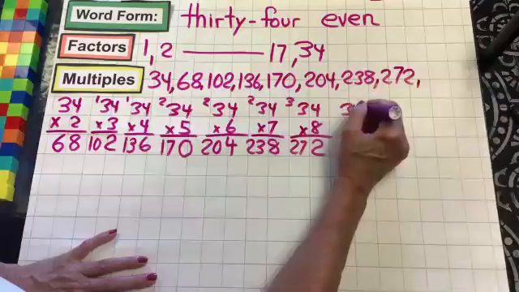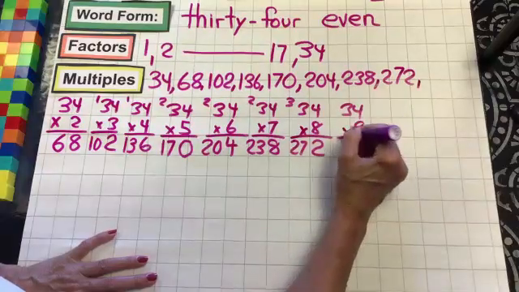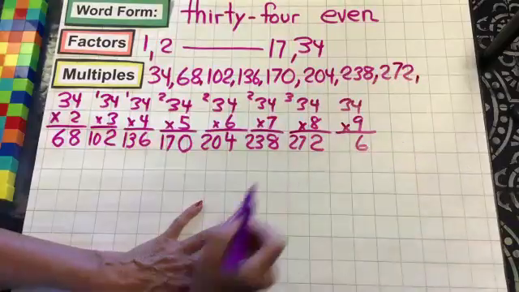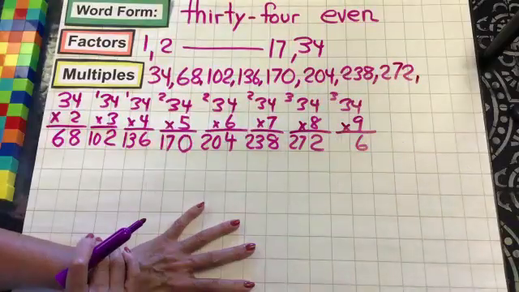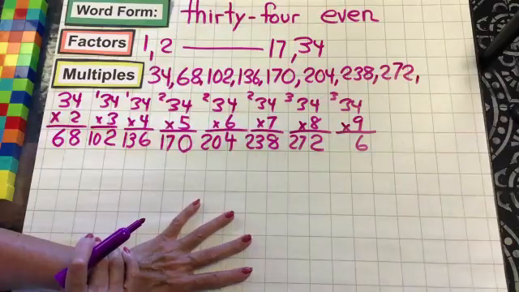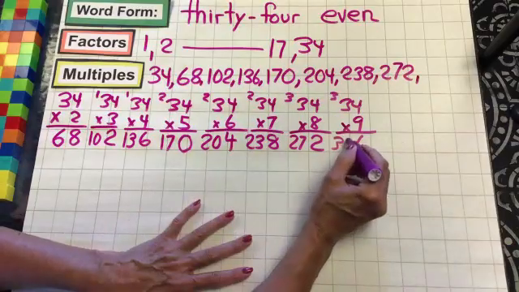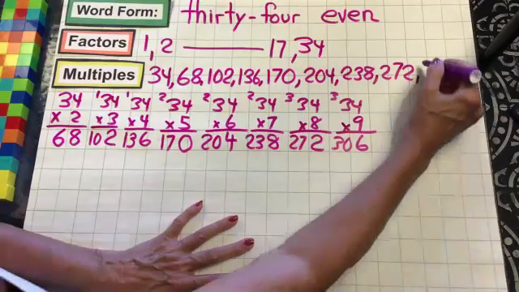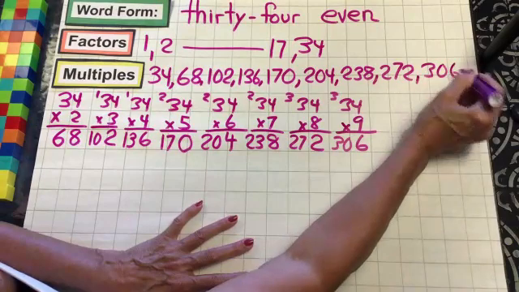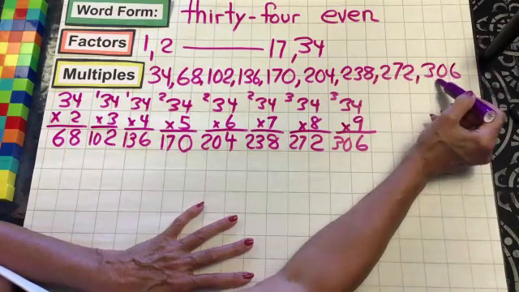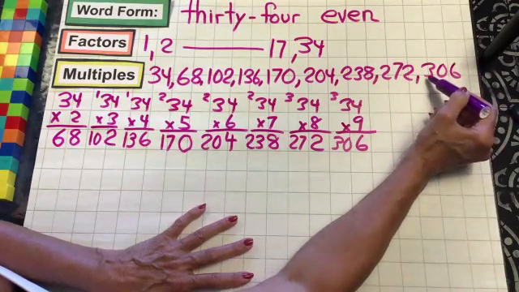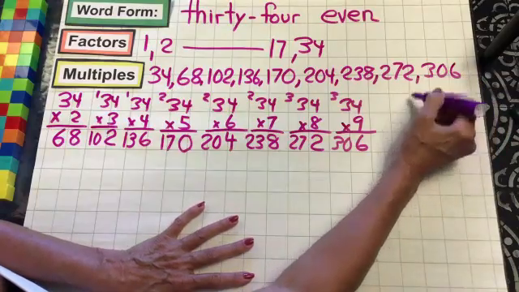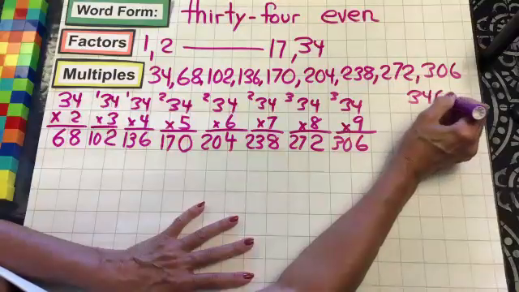Let's do 9 times 34. 9 times 4 is 36. We drop the 6, carry the 3. 9 times 3 is 27, plus 3 is 30, so 306. And since it's times 9, it has to add up to 9. So 3 plus 0 plus 6 is 9. And then 1 times any number is that number with the 0.